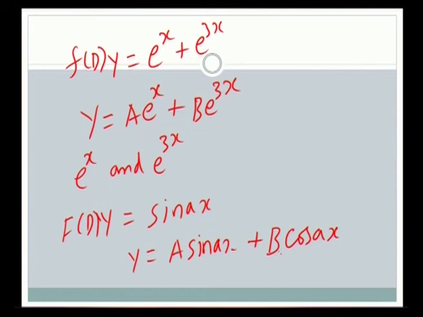Then, if the equation is f(D)y = e^x + e^3x, then the basic relation to be set is y = a e^x + b e^3x, where this e^x and e^3x are differentiated. Then, if the equation is f(D)y = sin ax, then the function to be set is y = a sin ax + b cos ax. This is how we can set the function to determine the particular integral using the undetermined coefficients.